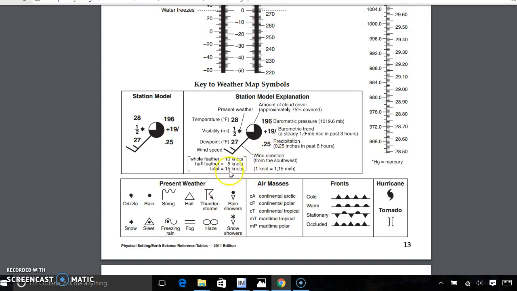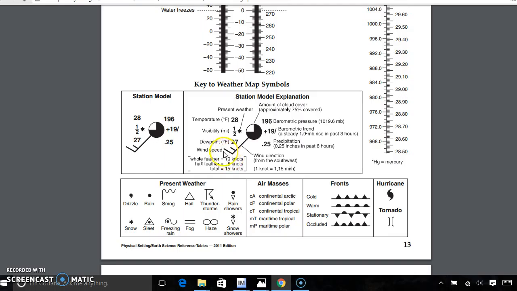We've got our present weather down here. And then wind direction. Okay, so this gives us the direction of the wind. And remember, it's where the wind came from. So in this case, the wind is coming from the southwest. Sometimes on the Regents exam, they might say something like, which direction is the wind going? And then that would be the northeast. So you really have to pay very careful attention to the wording of the question.